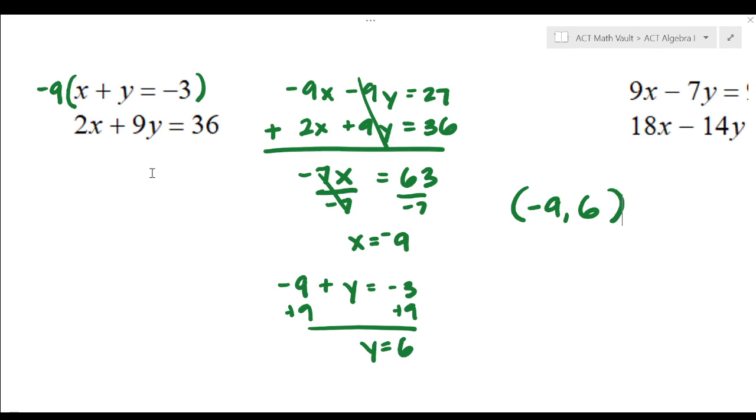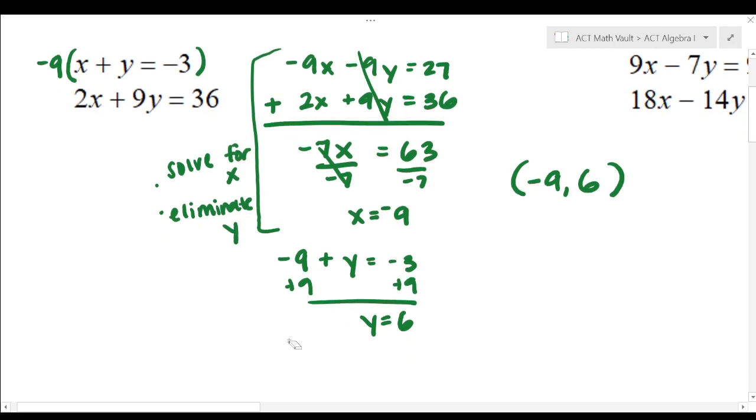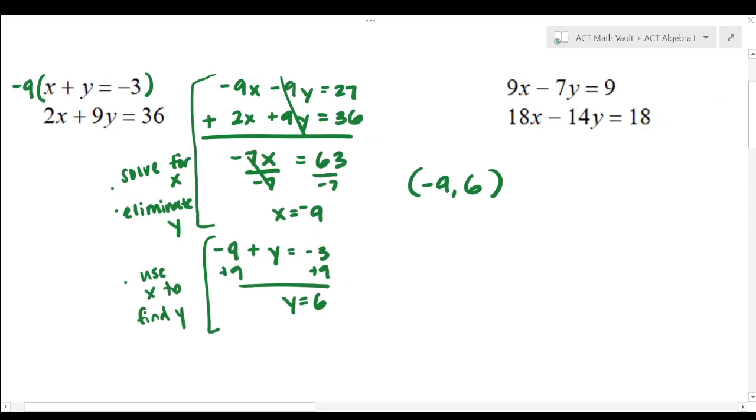So just to confirm, this is the solve for x, and then it was eliminate y so that I could solve for x. But then this is using the x to find y. Yeah. So that was the method. And I could have decided to use the solve for y in the beginning, and it should all get to that same answer, just a slightly different process.